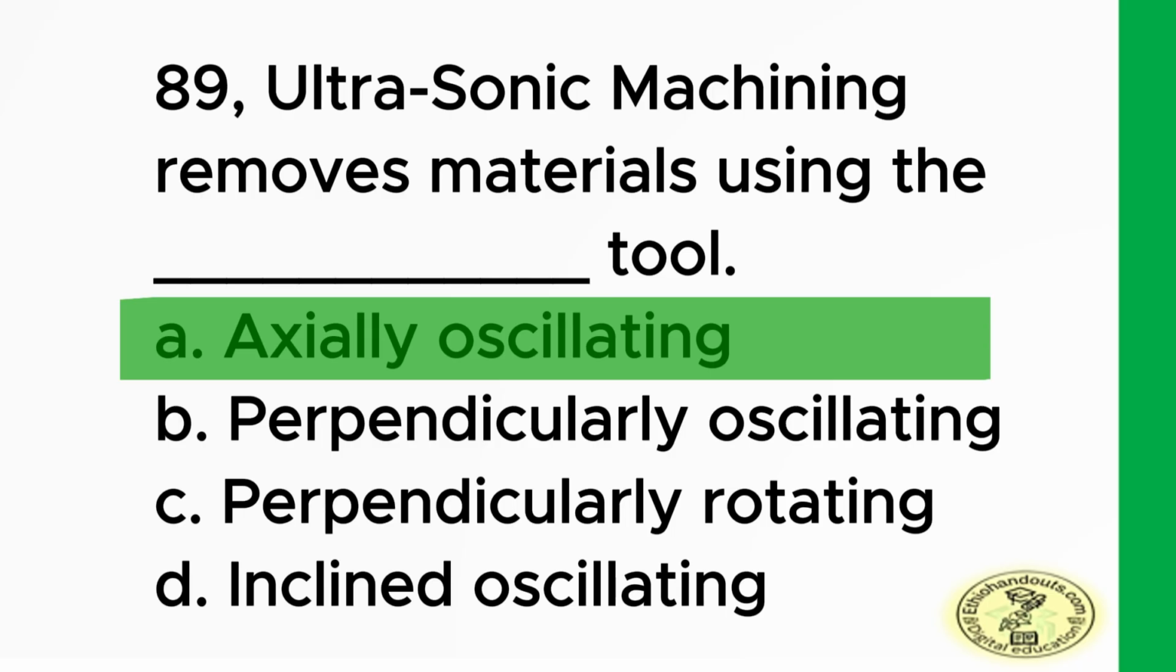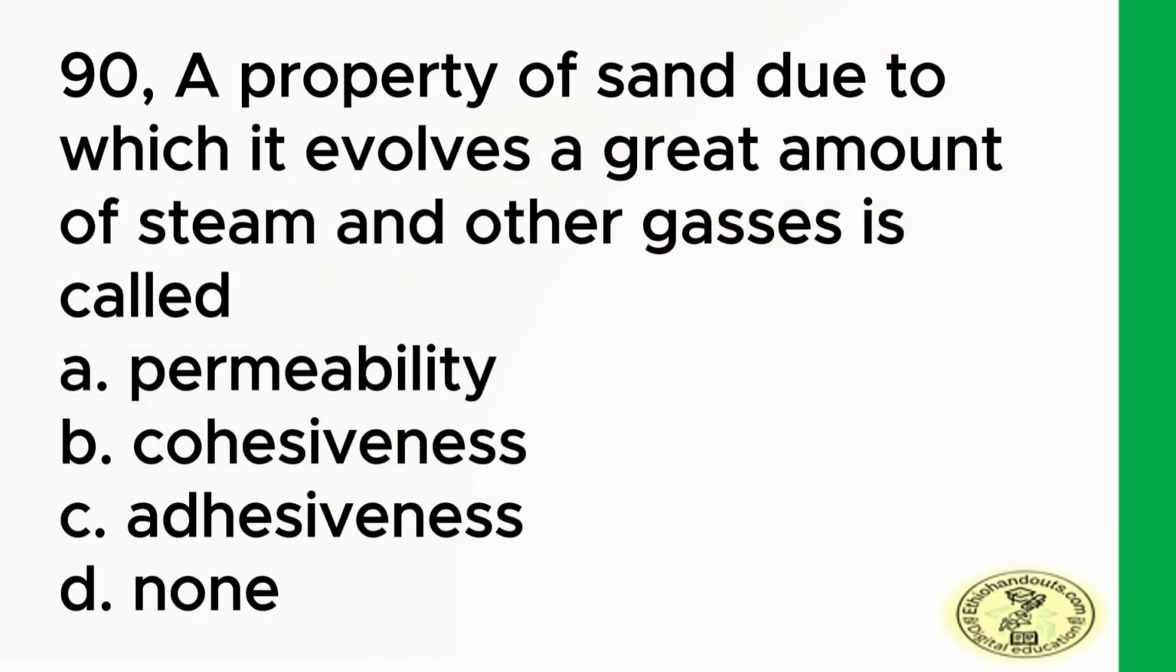The correct answer is A. Axially oscillating. 90. A property of sand due to which it evolves a great amount of steam and other gases is called A. Permeability, B. Cohesiveness, C. Adhesiveness, D. None.